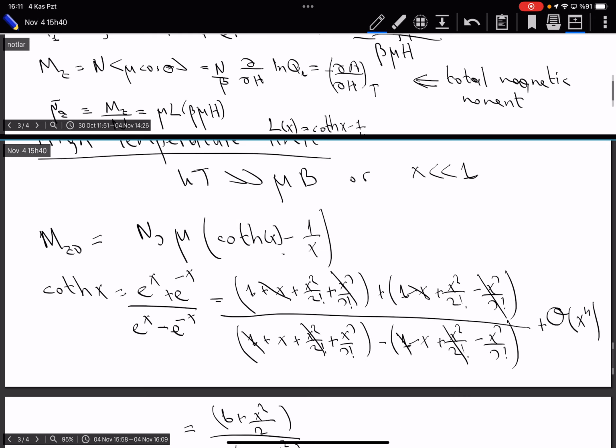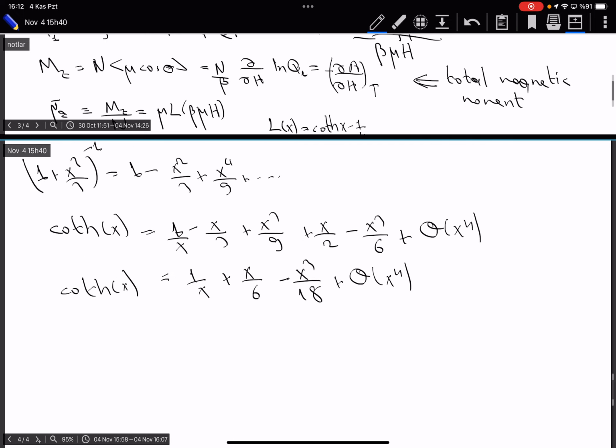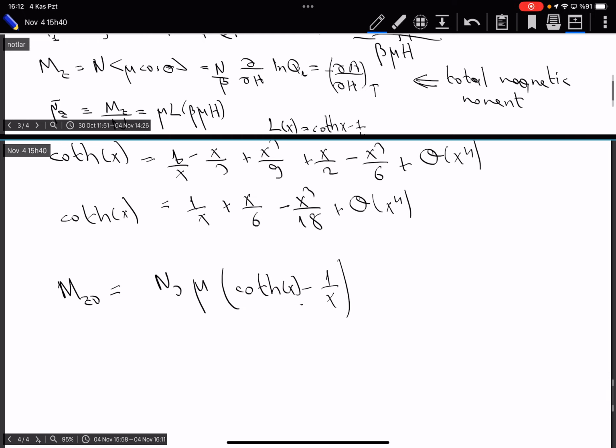Okay, what do I need? I have this expansion. So this is x close to 0. This will be n0 mu. Well, you see 1 over x's will cancel. You see at x equal to 0, although 1 over x seems to diverge, cotangent hyperbolic also diverges. So the result is still finite. We don't have a divergent magnetization. We expect the magnetization to be 0. And what is left is x over 6 minus x cubed over 18.